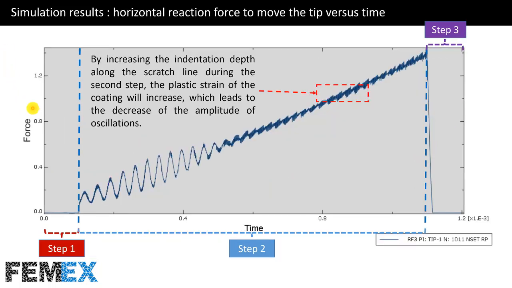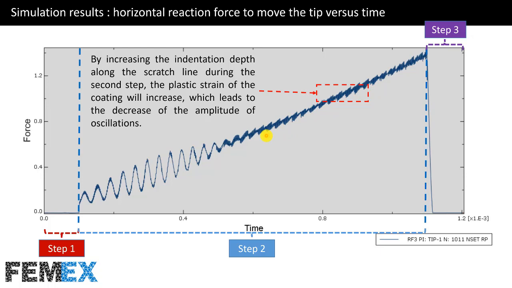And here we have the horizontal reaction force to move the tip versus time. This is the first step, this is the second step, and this is the third step. As you can see, here we have large oscillations and then they are going to damp. By increasing the indentation depth along the scratch line during the second step, the plastic strain of the coating will increase, which leads to the decrease of the amplitude of these oscillations.